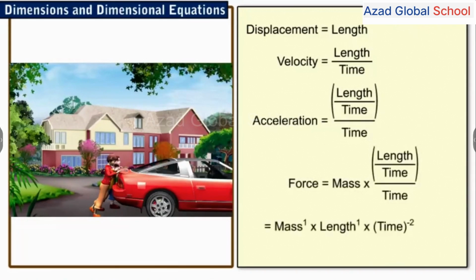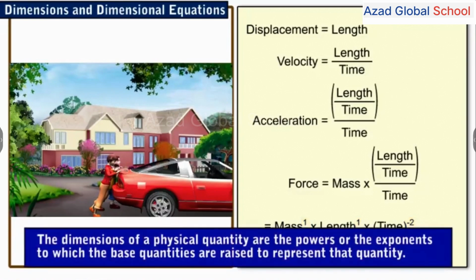From the expression, it is clear that the exponents of mass, length, and time in the expression for force are 1, 1, and -2 respectively. These exponents of base quantities in the expression of force are called dimensions. Thus, the dimensions of a physical quantity are the powers or the exponents to which the base quantities are raised to represent that quantity.